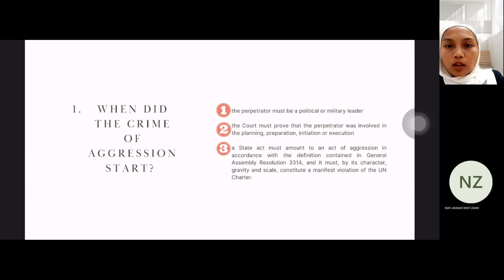And then the last one: such a state act must amount to an act of aggression in accordance with the definition contained in the General Assembly resolution, and it must, by its character, gravity, and scale, constitute a manifest violation of the UN Charter. This implies that only the most serious forms of illegal use of force between states can be subject to the court's jurisdiction. Cases of lawful individual or collective self-defense, as well as actions authorized by the Security Council, are thus clearly excluded.